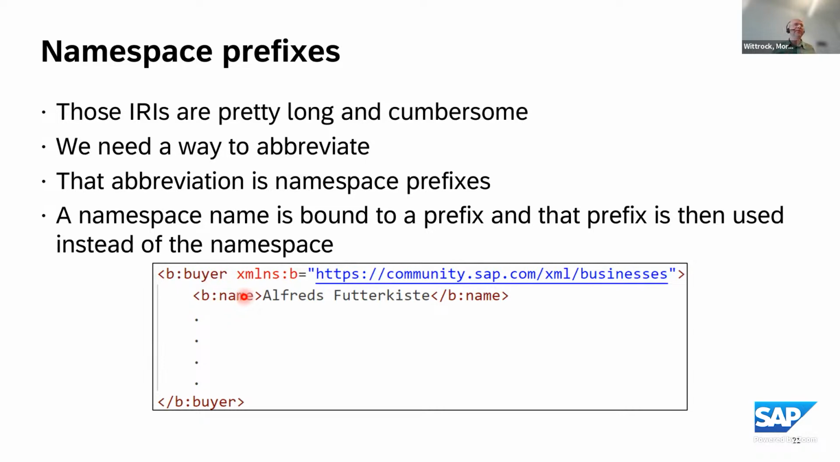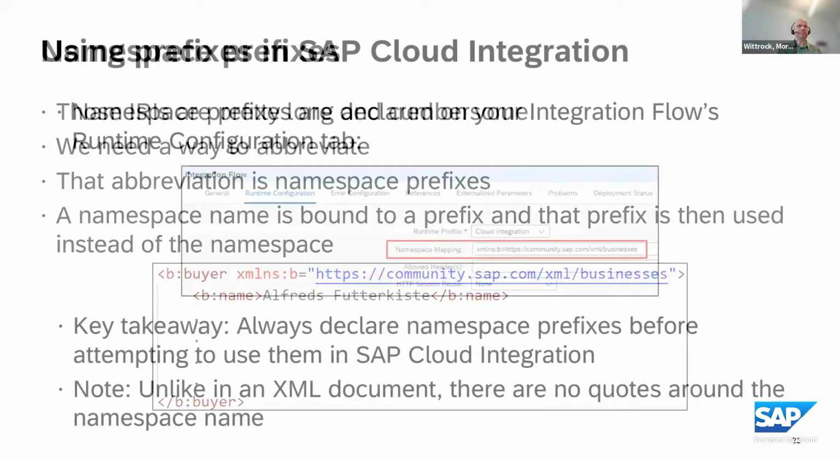Also, this is a key takeaway: the prefix itself is pretty much arbitrary. It doesn't matter what it is. What matters is the namespace name. So if you have one document where this is prefixed with a B, and another document where it's prefixed with a C, it would still be the same because those elements are in the same namespace, right? That's the main point here.